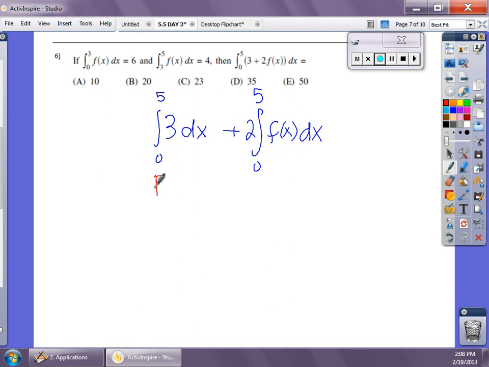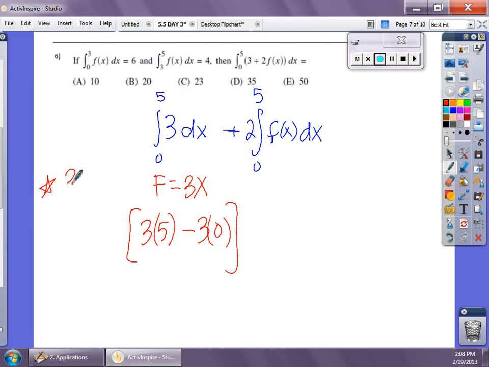This you can do two ways. You can do the antiderivative as 3x. F of b minus f of a would be 3 times 5 minus 3 times 0. That's one way. The other option you have is the fact that it's a rectangle with a height of 3 and a width of 5 minus 0. They do the exact same thing.